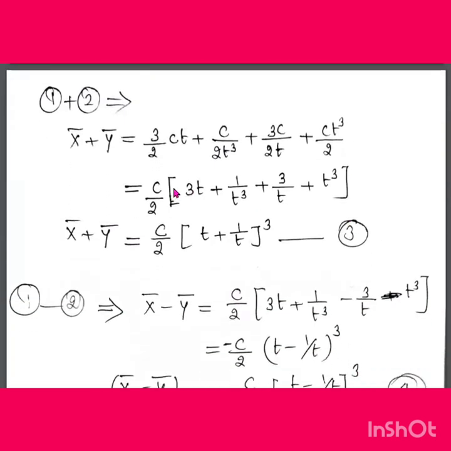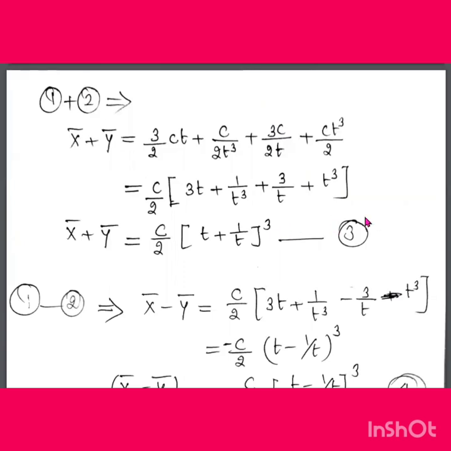So 1 plus 2, equation number 1 plus equation number 2. It will be X bar plus Y bar is equal to 3 by 2 CT plus C divided by 2T cube plus 3C divided by 2T plus CT cube divided by 2. C divided by 2, I have taken as common, which is equal to C divided by 2, 3T plus 1 by T cube plus 3 by T plus T cube. This can be written as A plus B whole cube, A cube plus B cube plus 3A square B plus 3AB square.